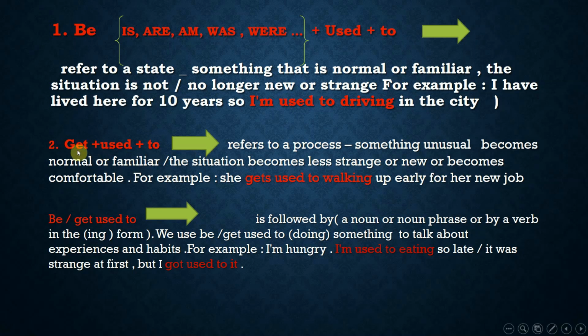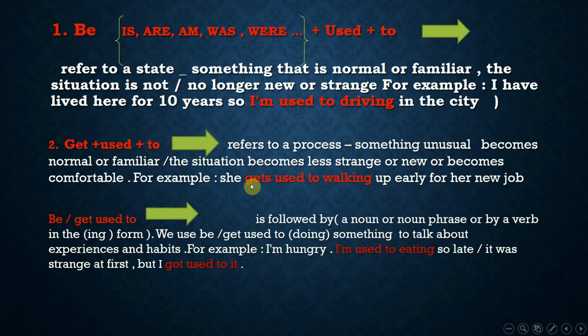I have to say that get could be gets in the present simple, got in the past tense, for example in the present perfect have gotten. يعني ممكن get عندنا تكون بصيغ مختلفة حسب التنس اللي الجملة موجودة فيه، بس دائما لازم يجي وراها used to. So we use get plus used to to refer to a process or something unusual becomes normal or familiar أصبح مريح أصبح أقل غرابة أصبح يعني لم يعد جديد علينا بشكل أقل من be plus used to.